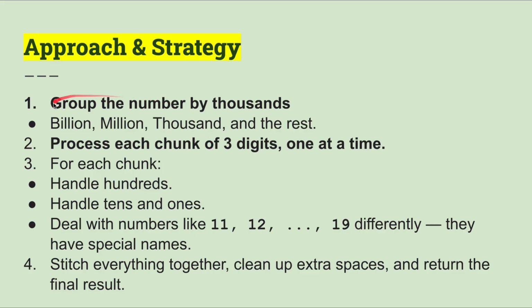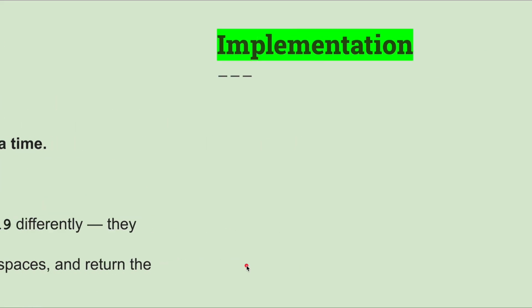So the steps are: first, group the number by thousands, like billion, million, thousand. Then process each chunk of 3 digits one at a time. In each chunk we handle the hundreds, and then the tens and the ones. Then we deal with the numbers like 11, 12, up to 19, which we have to handle separately. After that, we stitch everything together and return it.